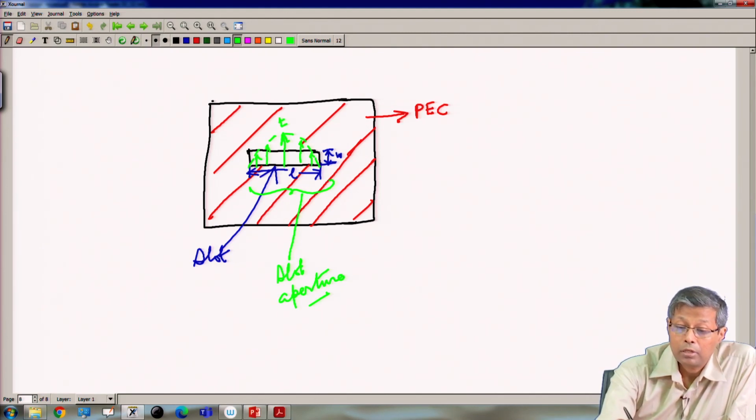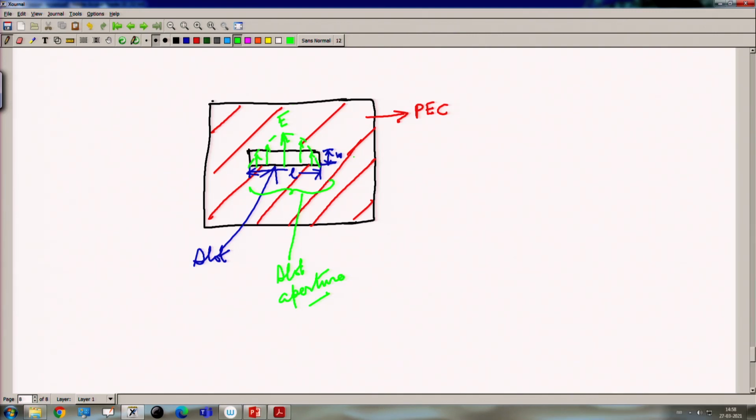So, this is the electric field, and if this is the x direction and this is the y direction, the electric field is along the y direction. The magnetic field of the slot is along the x direction. So, this is the direction of the magnetic field in the slot.